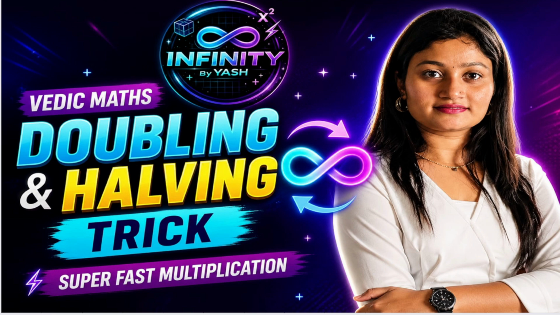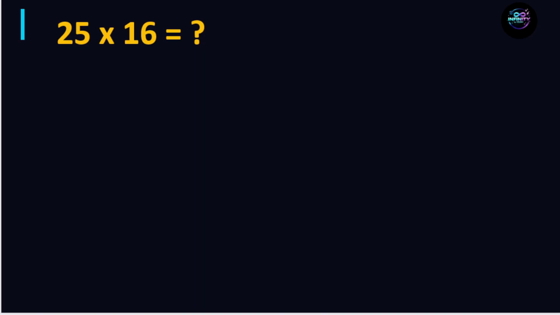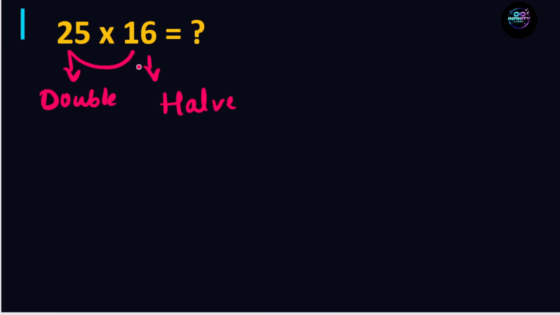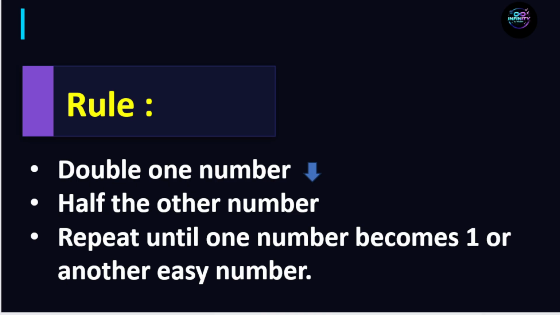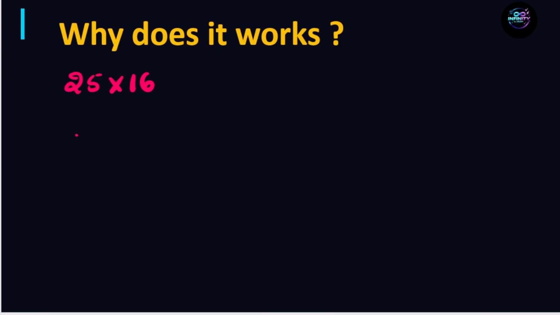This technique works because multiplying one number while dividing the other by 2 keeps the answer the same. For example, 25 times 16. Instead of multiplying directly, double 25 and halve 16. Before that, understand the rule behind that. Double one number, basically double the odd number, then halve the even number. Repeat until one number becomes one or another easy number. We'll understand how it works.